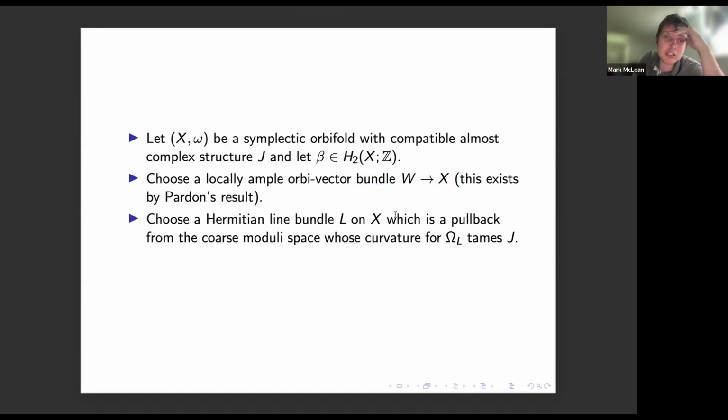There's some extra stuff you need. First of all, I want to choose a locally ample orbi vector bundle, and I want to choose a Hermitian line bundle as before. But the line bundle is a sort of pullback of a line bundle.